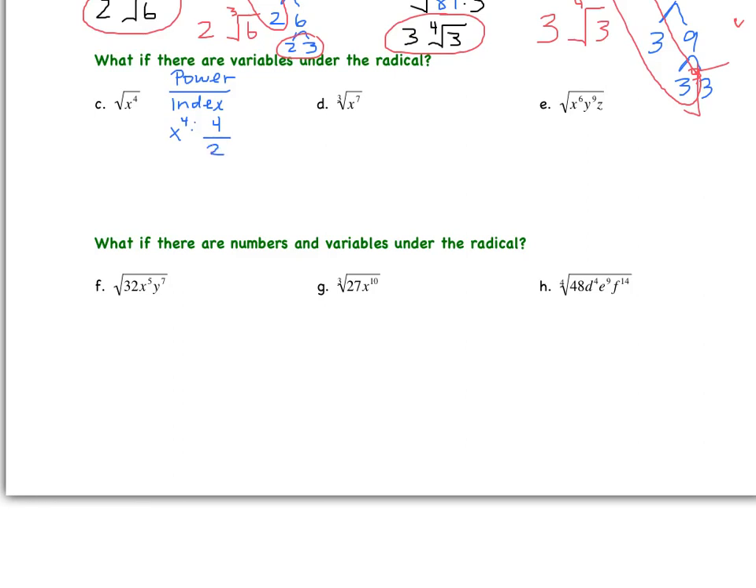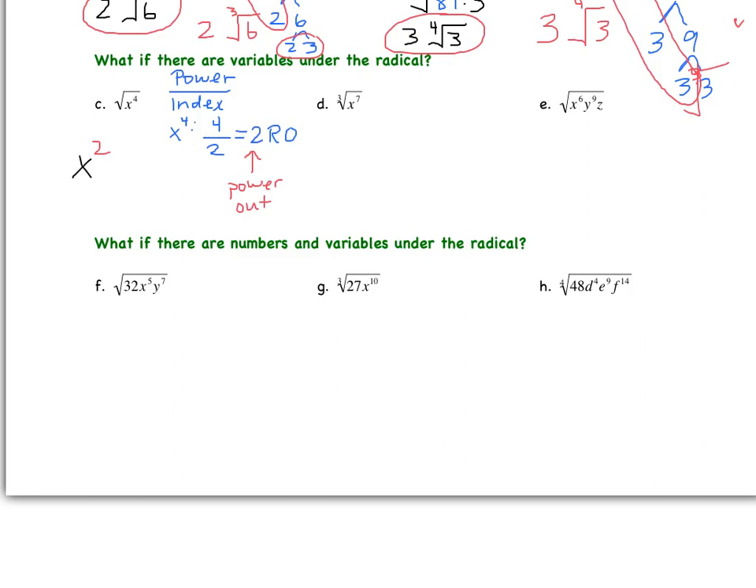So 2 goes into 4 how many times? Well, it goes into it 2 times with a remainder of 0, okay? So what does this mean? Well, that 2, that first number, becomes the power on the outside. It means when I rewrite x outside of the radical, that 2 is the power, okay?